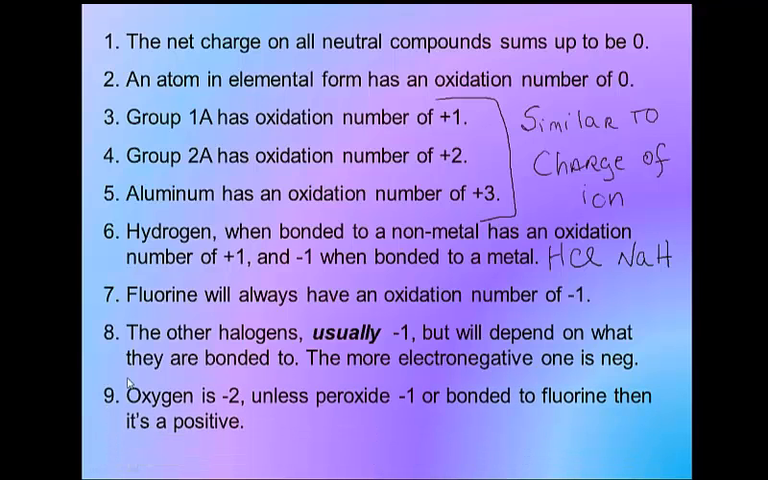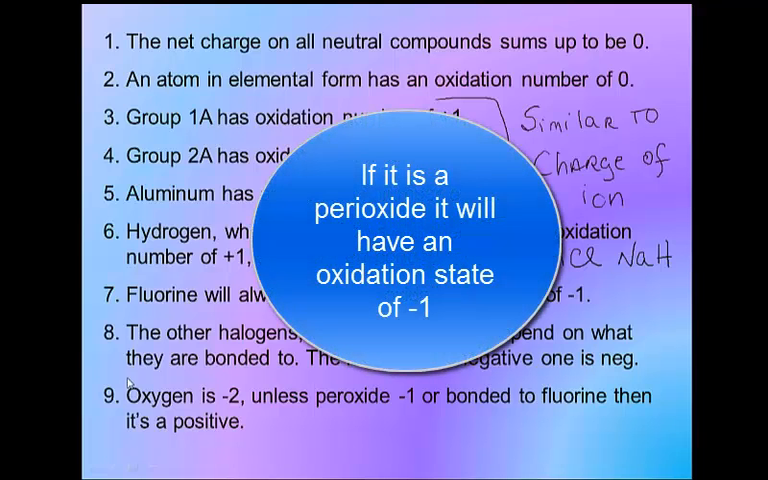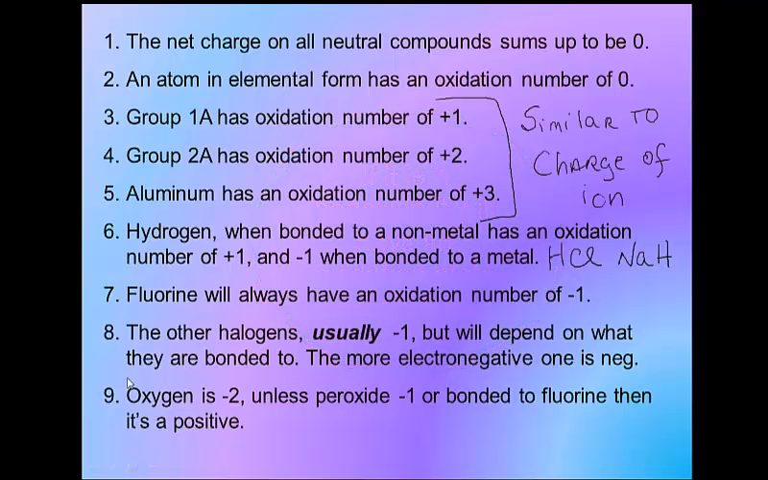Oxygen is going to be a -2 unless it's a peroxide or bonded to fluorine. Then it's going to be a positive. And with regards to peroxides, peroxides are traditionally group 1A and 2A, never transition metals. Oh, I shouldn't say never. That's such a harsh word. Usually not transition metals.